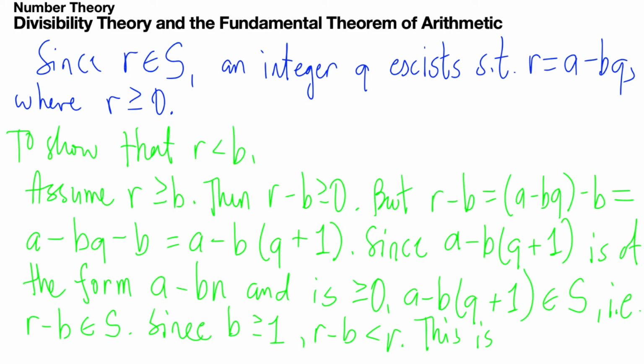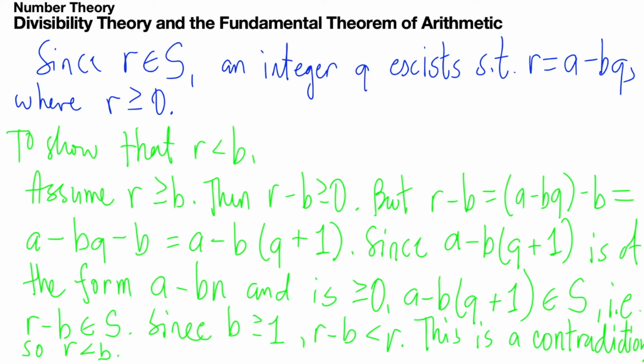This is a contradiction of our choice of R. Since this is a contradiction, R must be less than B, contrary to the assumption that R is at least B. So R should be less than B.